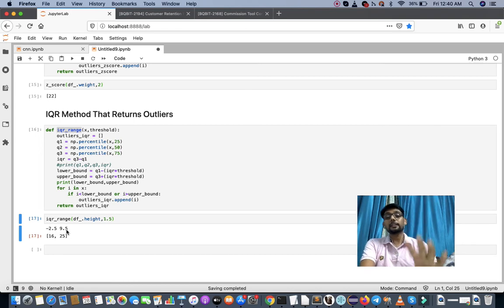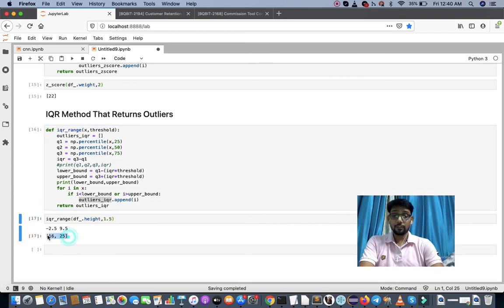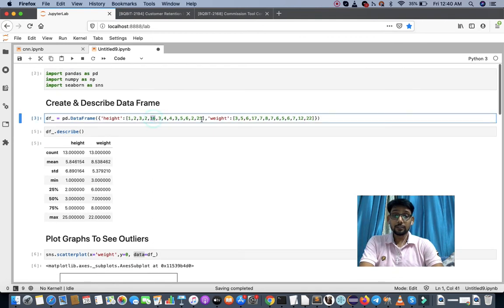And personally, I like the interquartile range method to detect the outliers. There's no worry about managing or defining the threshold value. Here 1.5 is a very good, well defined threshold value. And we can see that 16 and 25 for height are the outliers, and yes, 16 and 25 are the outliers in this case, right?